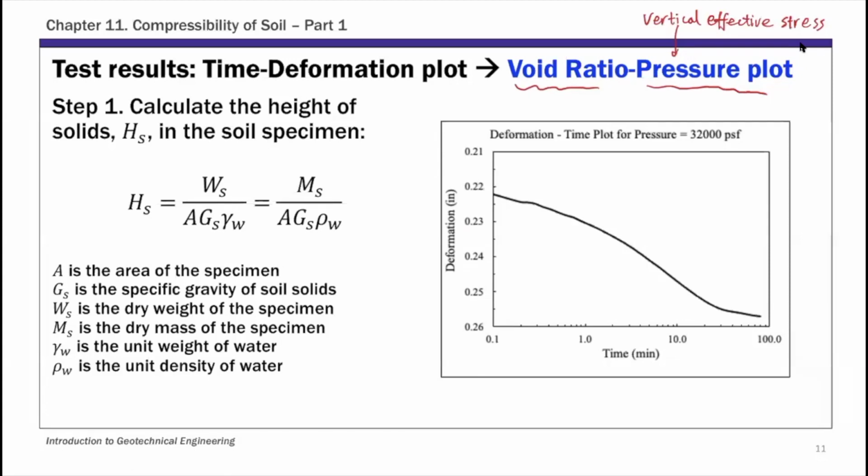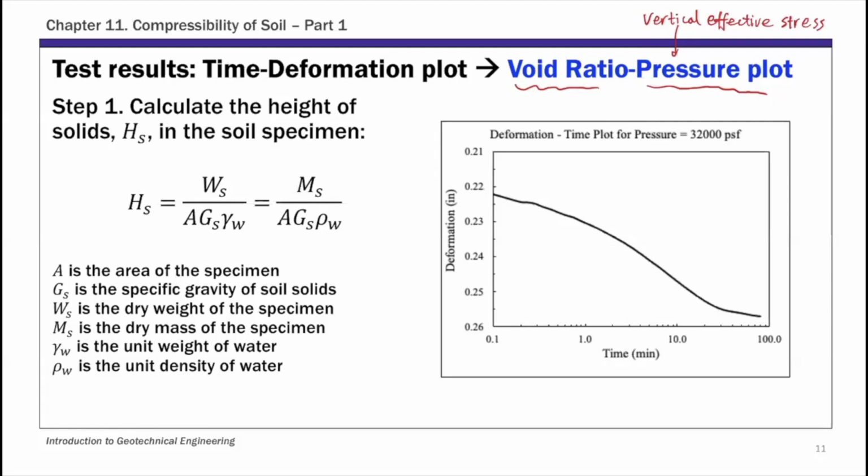There are a number of steps you need to take to convert this deformation data to void ratio data, and then plot it with your vertical effective stress. I listed 5 steps here. I'm going to flip through those slides, and you can take a look at them. Also in the lab, you'll be given a handout that covers these 5 steps as well.